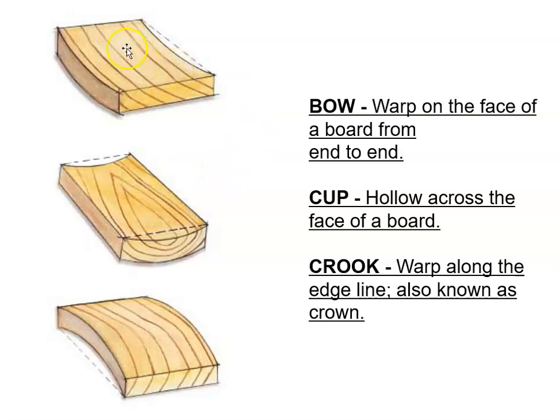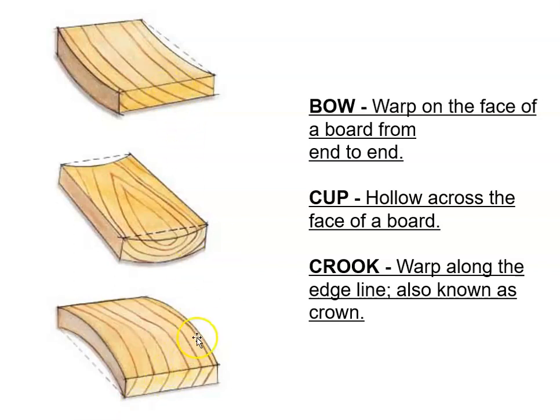So again, this is the face, this is the cross section. So the face is the long side of the cross section right there. So if there's a 2x8, that would be the 8 inches. So a bow is a warp on the face of the board from end to end. So we're going in this direction with our bow. Or no, I'm sorry, I think we're going in this direction. So these two, the bow and the crook, are a little hard to read, actually, just kind of the way they're drawn.